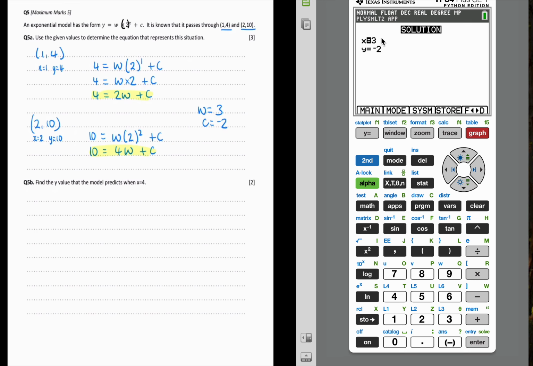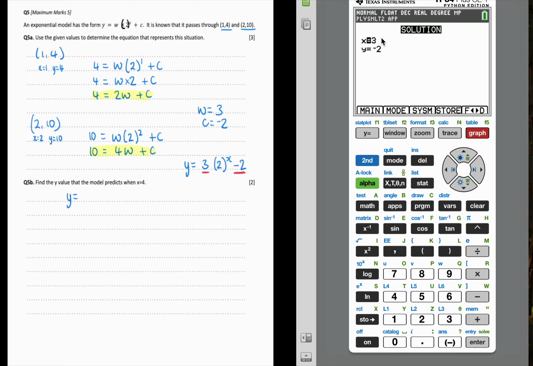In which case I can write out my full equation: y is equal to 3 lots of 2 to the power of x minus 2. So that's now with my w and c values substituted in. And then the second part is to find the y value when x is 4. You can do that multiple ways.